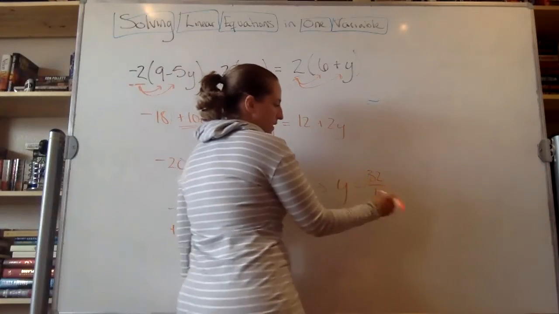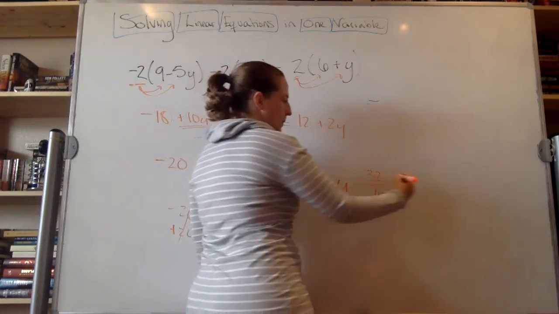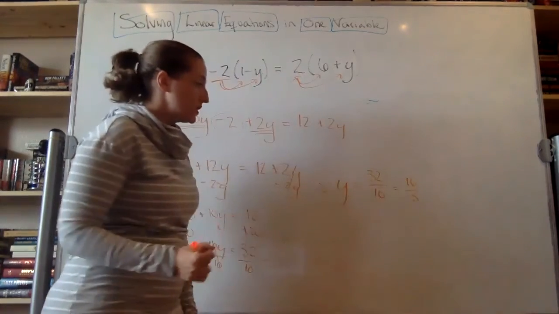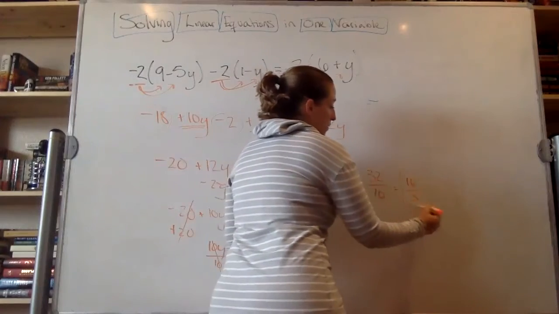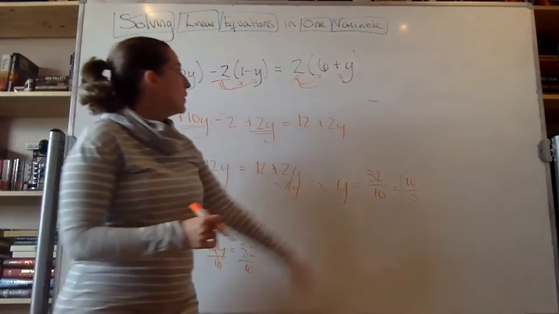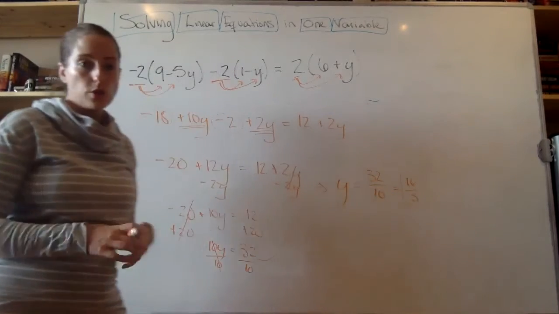So 32 and 10 are both divisible by 2. If I divide each of those by 2, I'll have 16 over 5. And that's our reduced answer there. My math lab is going to want you to give your answers in simplified or reduced form. Okay? So this equation is true when y is 16/5 and not true otherwise.